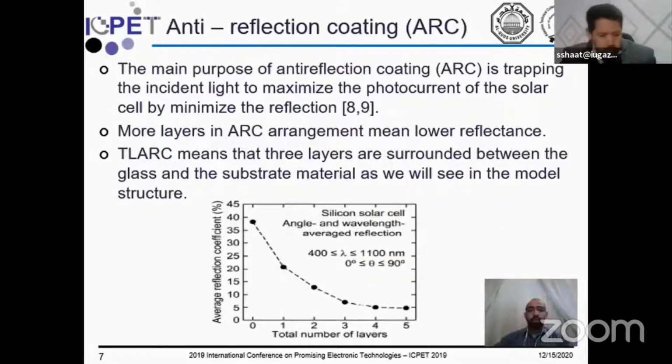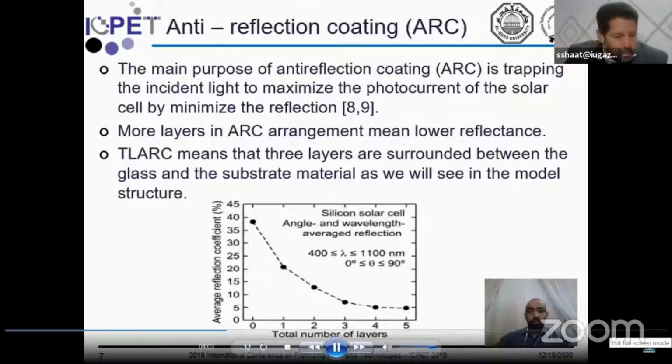Anti-reflection coating. The main purpose of the anti-reflection coating is trapping the incident light to maximize the photocurrent of the solar cell by minimizing the reflection.